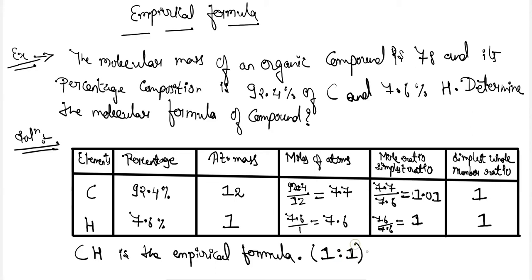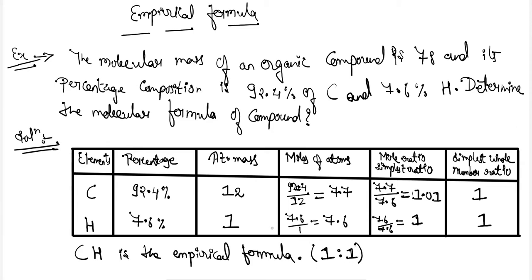See, I gave the definition in the class for empirical formula. It gives the simplest ratio for the number of atoms of the elements present in a compound. So here it is showing that one atom of carbon is attached with one atom of hydrogen to form this particular compound.